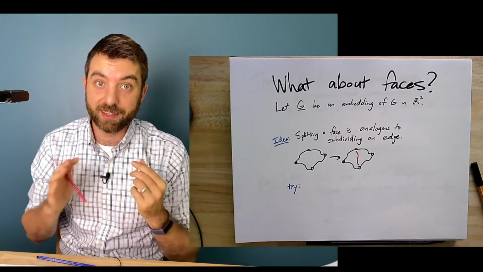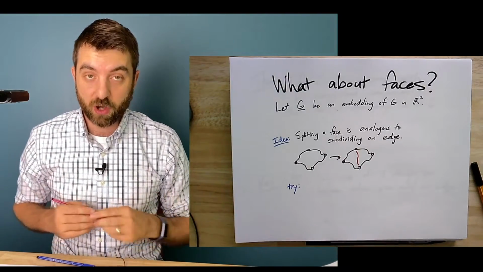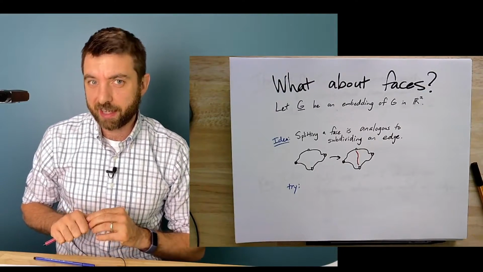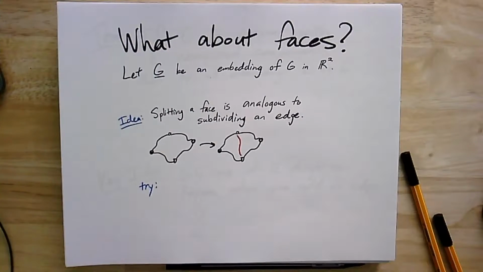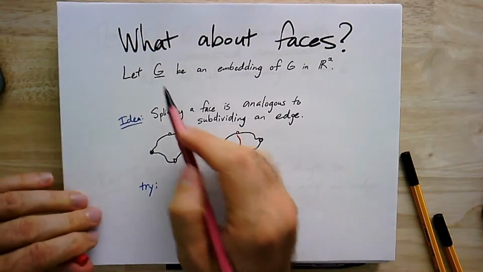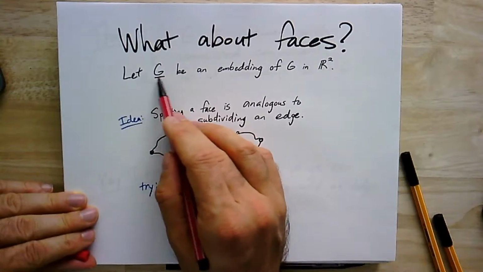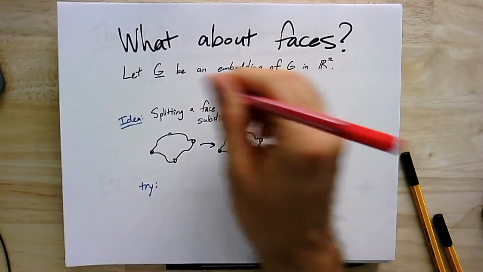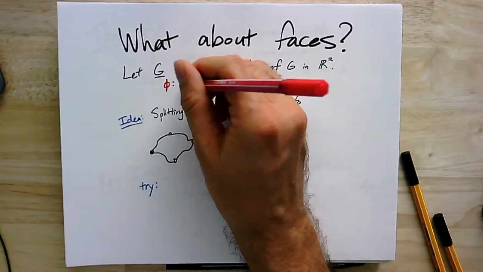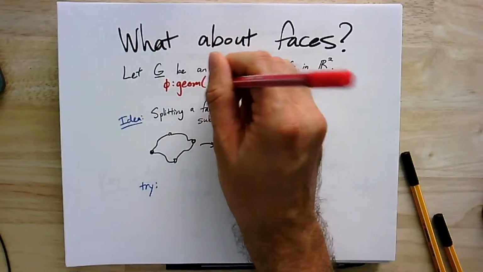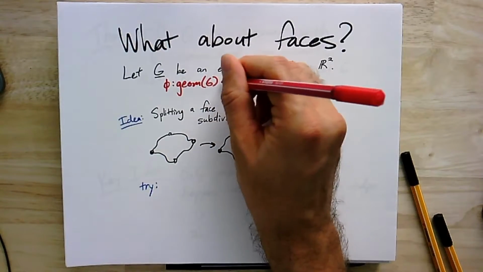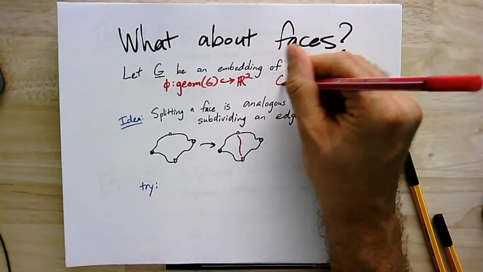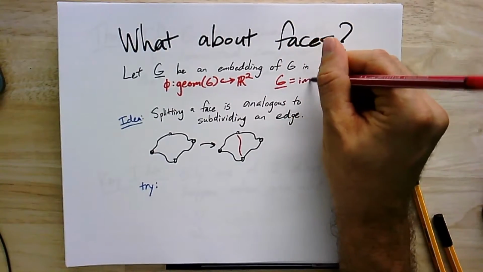And I told you in the beginning that really part of our goal in talking about Euler's formula in the plane is to start asking counting questions about the faces. So let's let this G, this underlined G, be an embedding of some graph G. So what I mean here, of course, is that there's some embedding of the graph G into the plane, and this is just the image of that embedding.